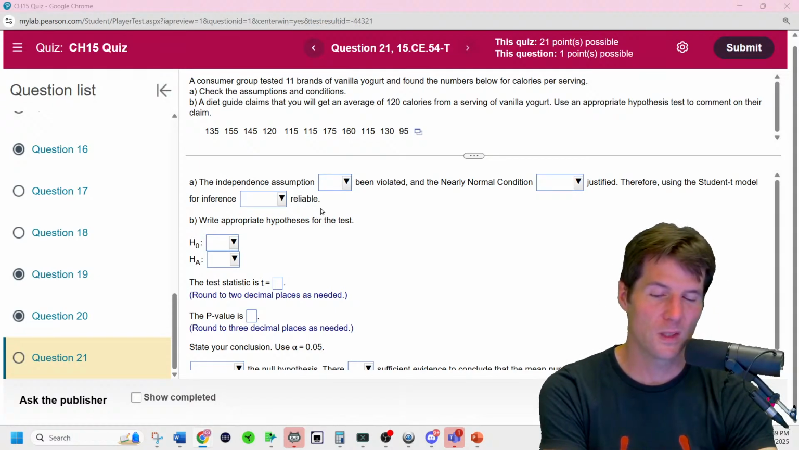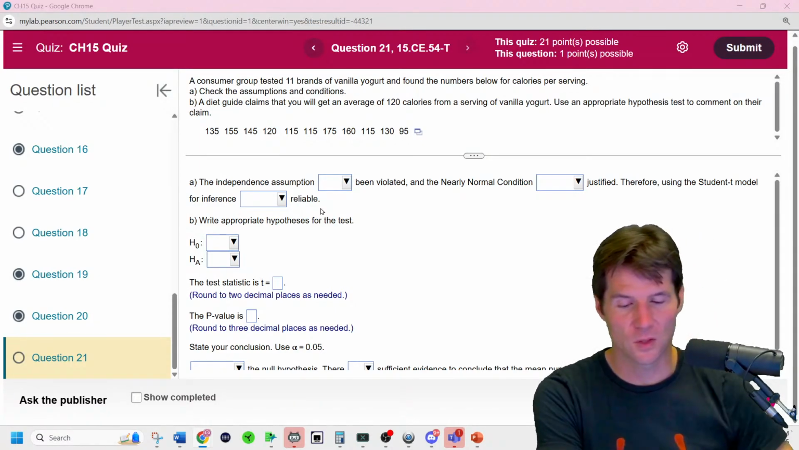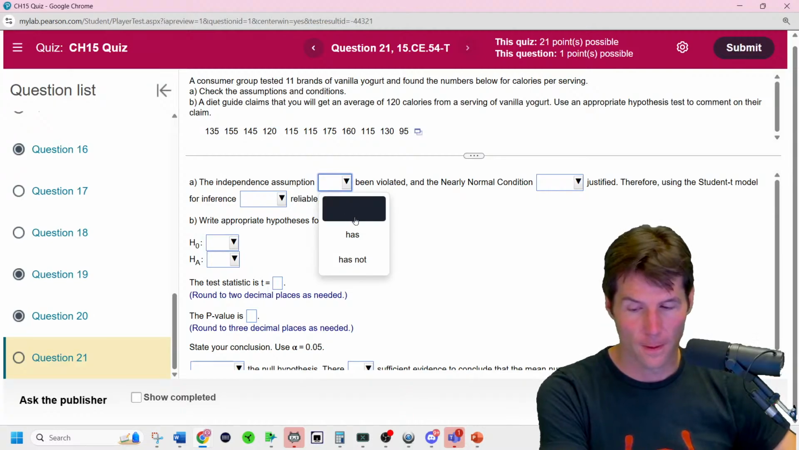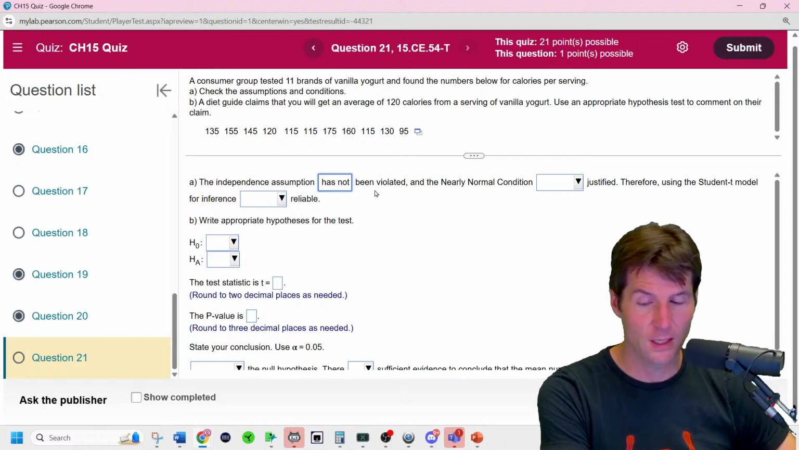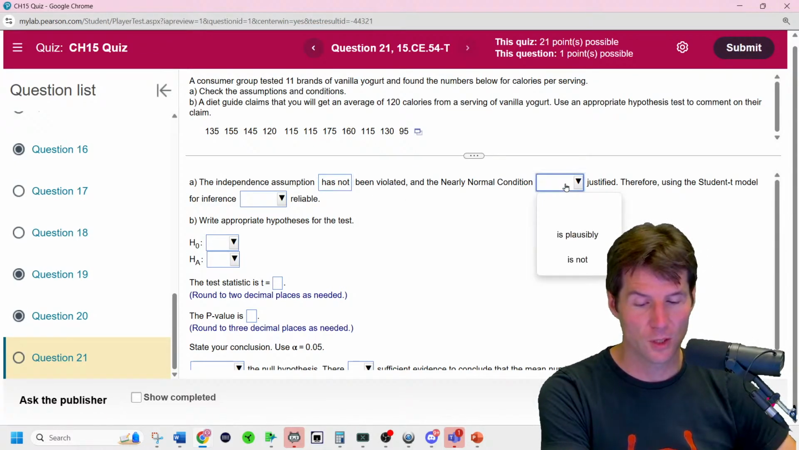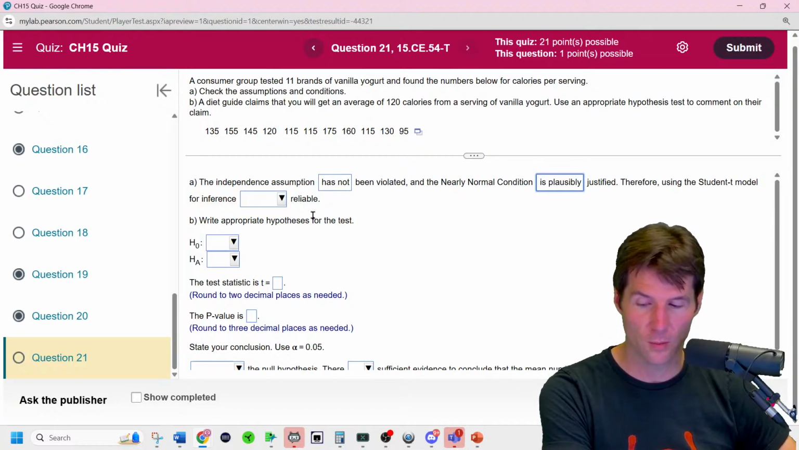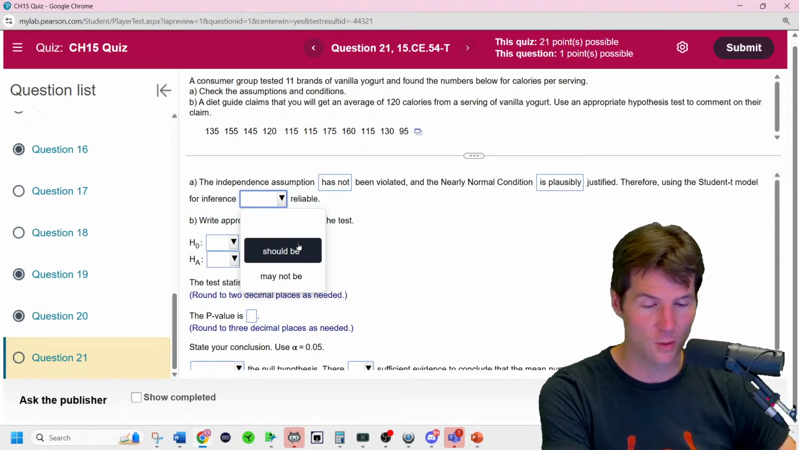And we can see if the data is kind of normal. So let's look right here. I would say it has not been violated. That one's caught me before. That means we're fine. We have not violated the independence condition, which means we took random yogurts. The nearly normal condition is plausible, and we'll look at that here in a moment. Thus, we can use it.